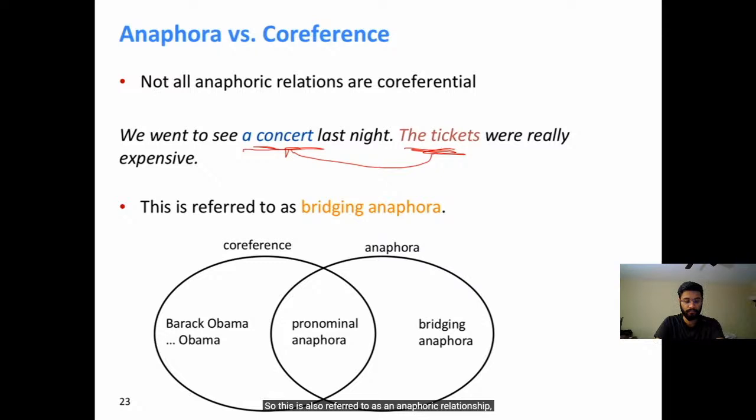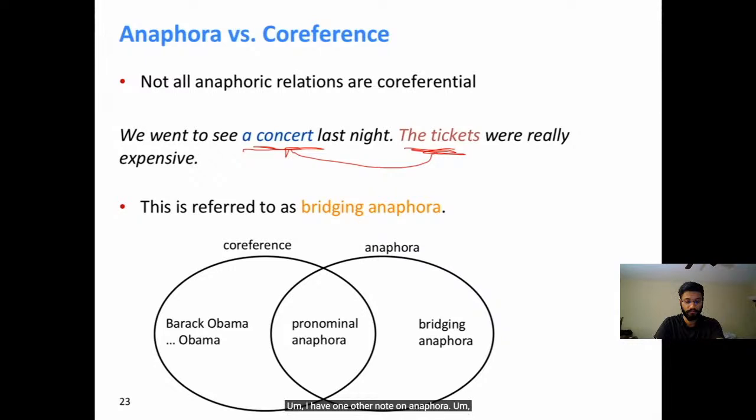So this is also referred to as an anaphoric relationship, where the meaning of "the tickets" has to be interpreted textually based on another noun phrase. But it's not a co-reference relationship. The concert and the tickets are clearly two different entities. So these kinds of looser cases are referred to as bridging anaphora, because you have to supply for yourself the bridge, the relation that connects together the antecedent and the anaphor. Okay, so that's how we have these pictures, with not complete crossovers between co-reference and anaphora that we've talked about.